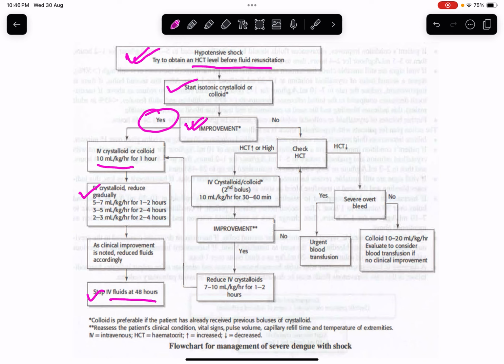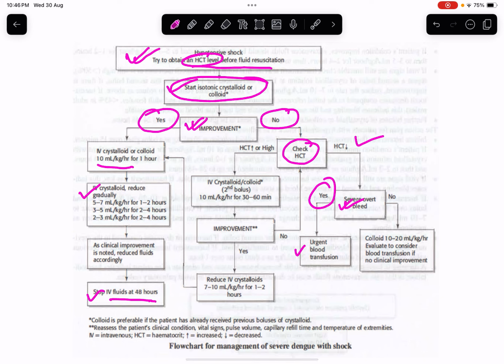Okay, but after the first bolus of isotonic crystalloid or colloid, if there is no improvement, you look for the hematocrit again. We have already looked for the hematocrit in the baseline. Now again look for the hematocrit. If the hematocrit has decreased, then see whether severe overt bleed is there or not. If it is there, then you need to give blood transfusion urgently. If there is no severe bleed, then you can give colloid. Blood transfusion can be given if there is no clinical improvement with colloid.